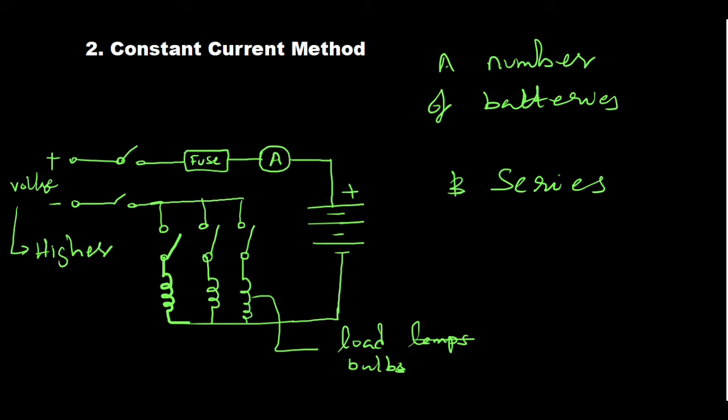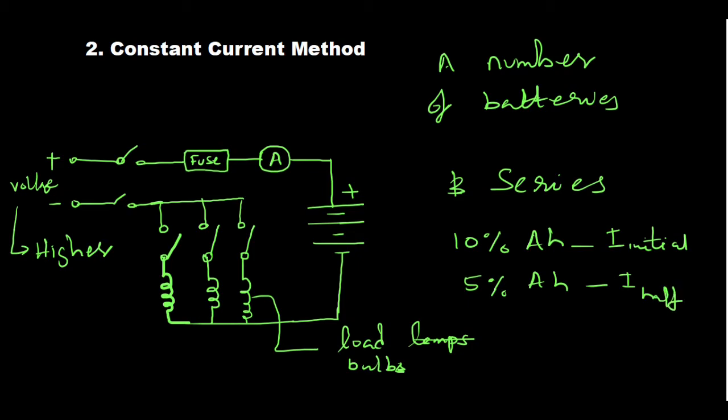This is how initially the current will be set in this constant current method. Initially the current is 10% of the rated Ah, the initial current, I initial. Once the battery is half charged, they will again make it 5% of the rated Ah, I half. And it takes more time compared to the constant voltage method. The drawback of the constant current method is more time.